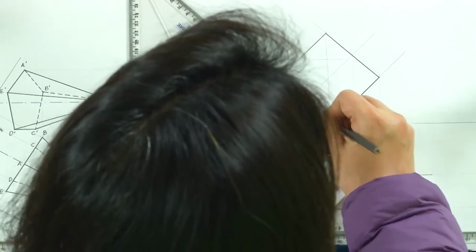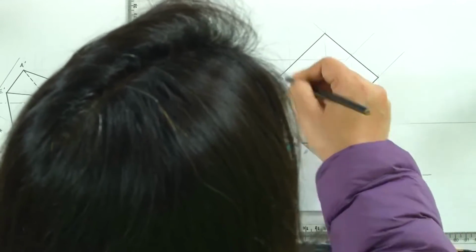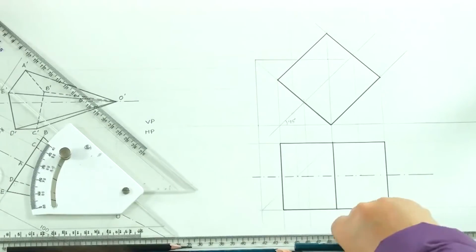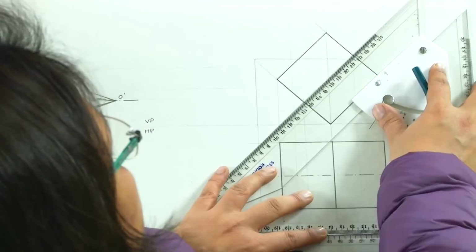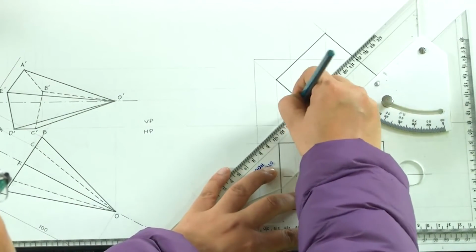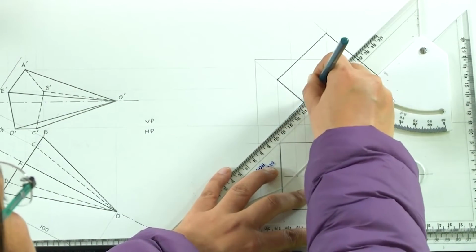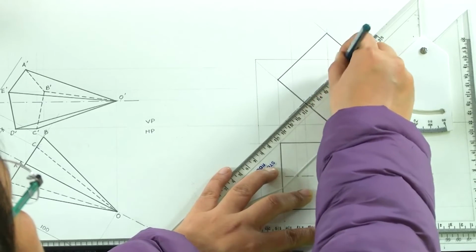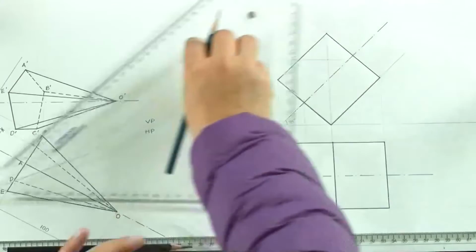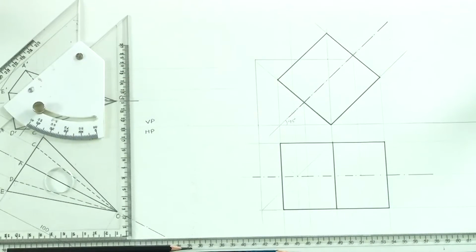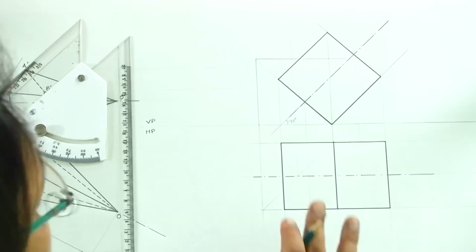This is the front elevation of this cube, and what we get as axis here is this, which is inclined at 45 degrees. Now let us label it to understand it in a more clear manner.